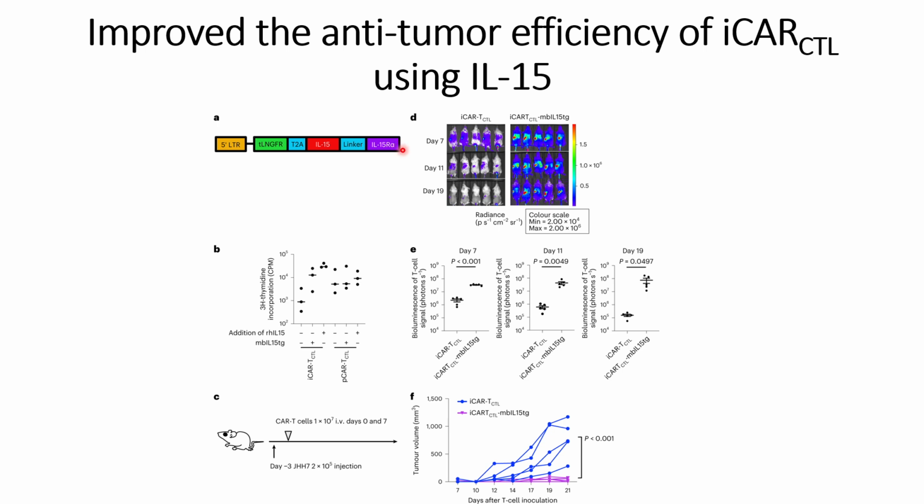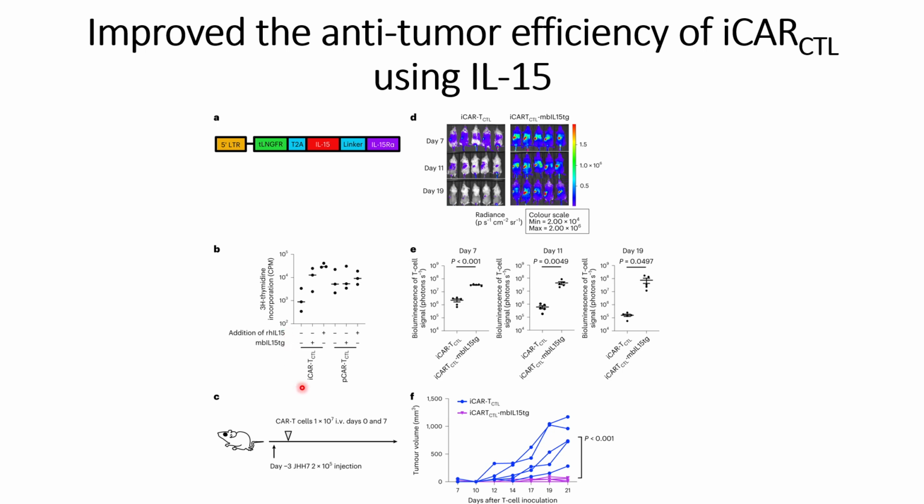The map of the interleukin 15 plasmid that is used for transduction in the iCAR-T cells is shown in panel A, where we can see it has the membrane bound interleukin 15 and also the interleukin 15 receptor alpha domain. Thereafter they transduced this interleukin 15 into the iCAR-T cells and compared the results with the iCAR-T cells without any modifications.